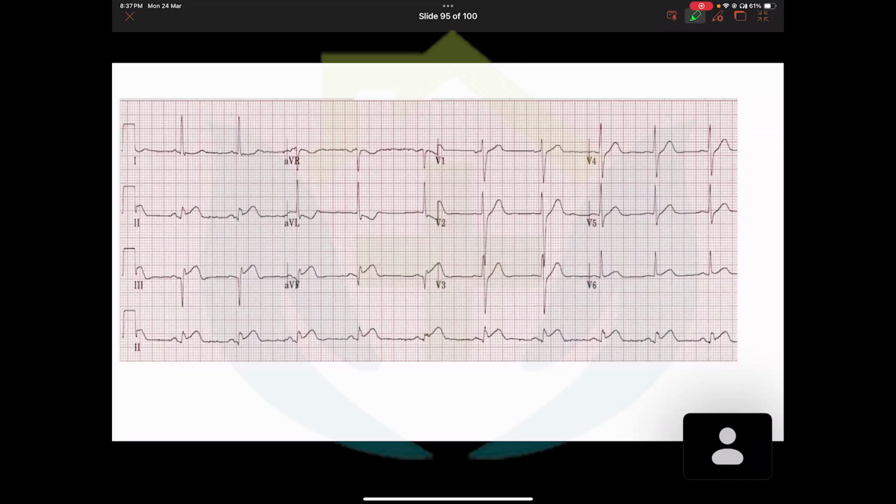Inferior. Okay, so ST elevation is in V1, V2, V3, right? And V4 also. So the walls involved are, and any changes in 2, 3, aVF? I think there are changes in 2, 3, aVF also, right? Posterior wall AMI? 2, 3, aVF, yeah, and aVL. Yeah, exactly. So it is a clear-cut posterior wall AMI.